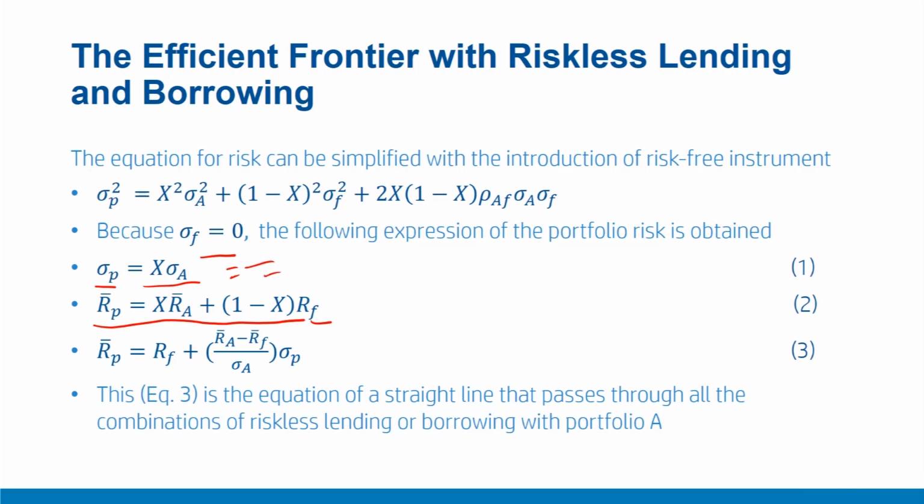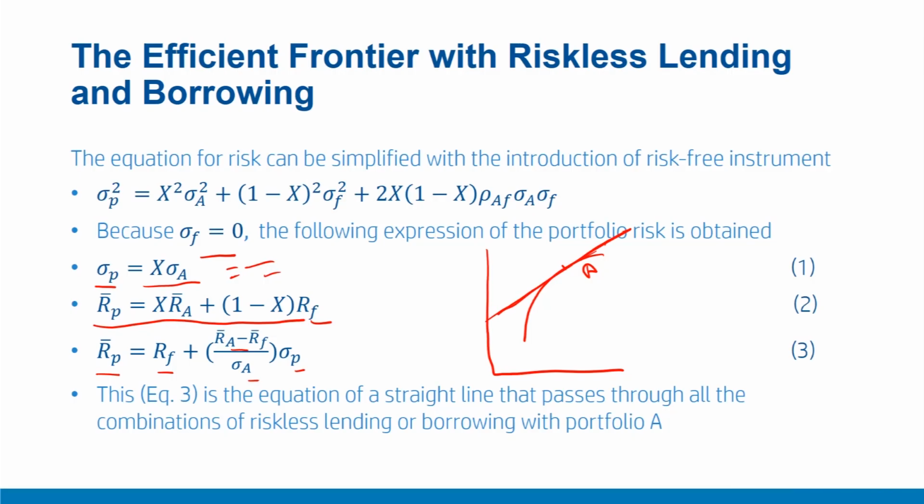Using these two, equation 1 and 2, we can further simplify this expression in the form of RP bar equal to RF plus (RA bar minus RF) upon sigma a into sigma p. Now, this is a very simplified form of expression of portfolio expected return and risk. And this equation is precisely the straight line that passes through all the combinations of risk-free lending and borrowing with portfolio A. So if you remember, this was the efficient frontier, and any point A if you have picked here, then this would represent all the points on this line.